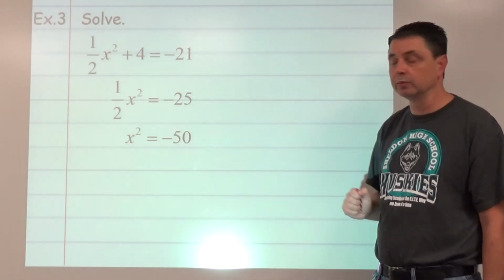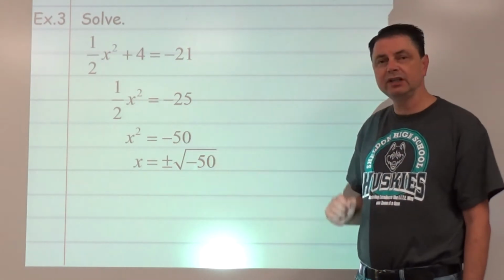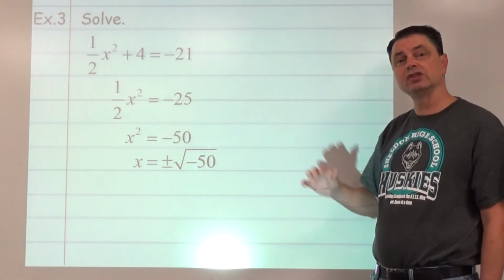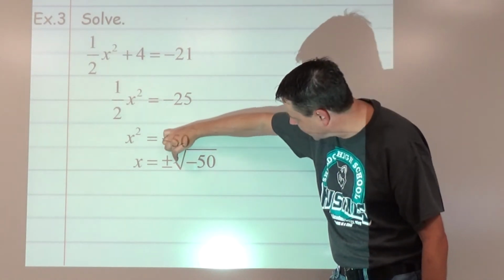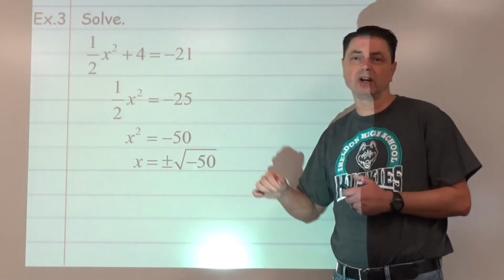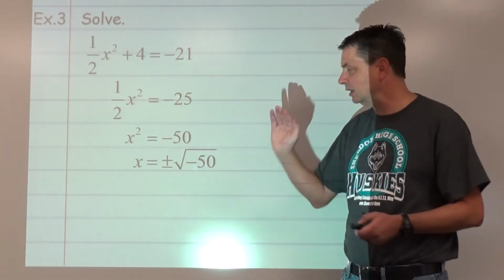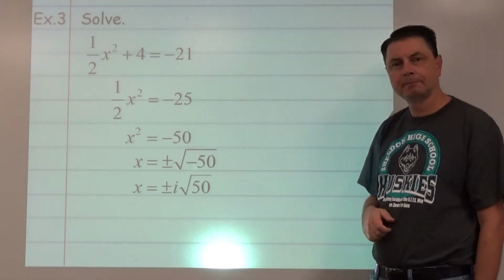Now we're going to square root both sides. Don't forget our plus or minus, square root of negative 50. First thing I want to do is use that definition from before and say the negative is going to come out as an i, because we're going to really break this up to be the square root of negative 1 times the square root of 50. And the square root of negative 1 is i, so out comes the i.